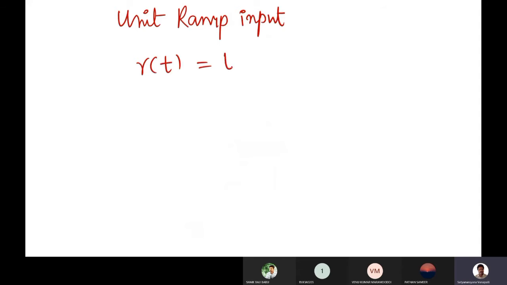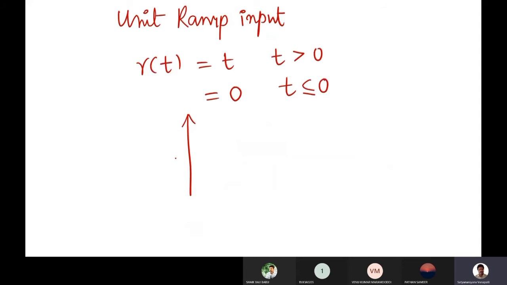Coming to the third signal, the third signal is unit ramp input. This unit ramp is represented with R of t is equal to t for t greater than 0, and its value is equal to 0 for t less than or equal to 0.